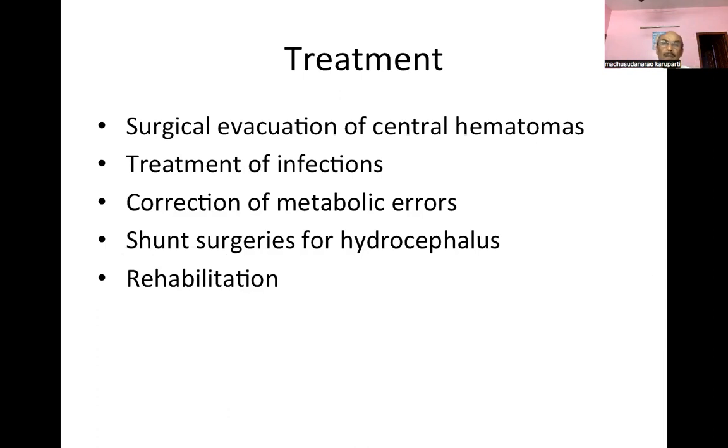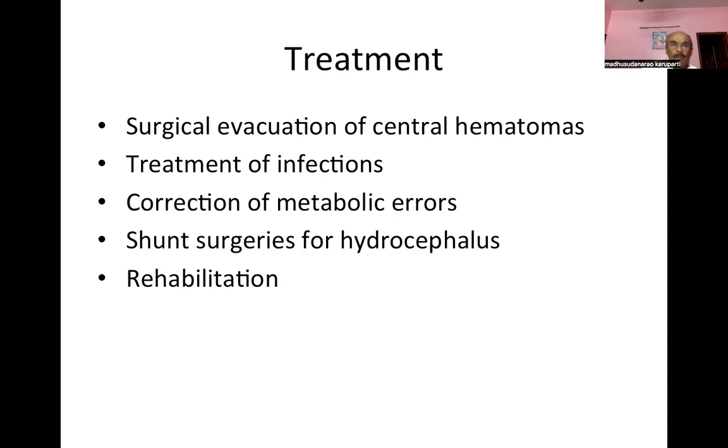Once the diagnosis is confirmed, surgical evacuation of the central hematomas, treatment of the infections, correction of the metabolic errors, and in case of hydrocephalus, shunt surgeries have to be carried out as early as possible in order to avoid morbidity and mortality.